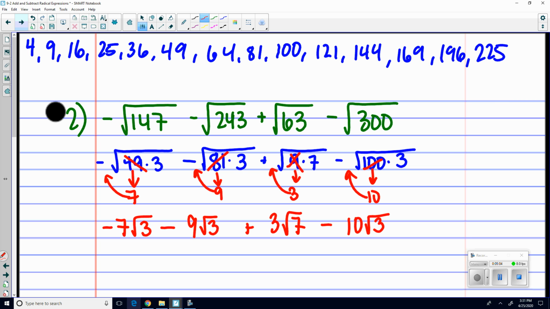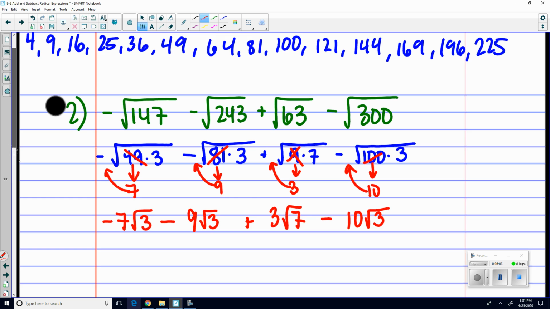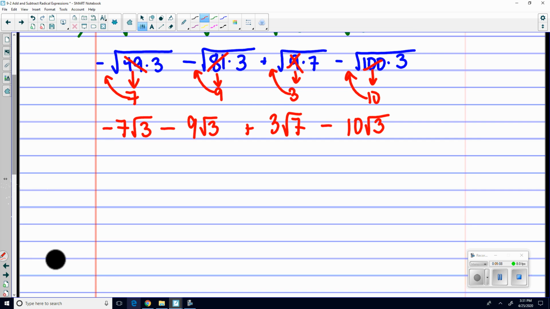I see that I can combine 3 of those terms because there are 3 square roots of 3. And that's great. I can do this one, and this one. Now that one that is square root of 7, that one's just going to stay in the answer at the end because I can't combine that. But I have negative 7, let's do the math together, minus 9, minus 10. Negative 7 minus 9 would be negative 16, minus 10 would be negative 26.